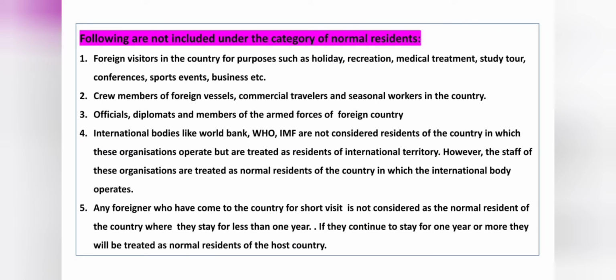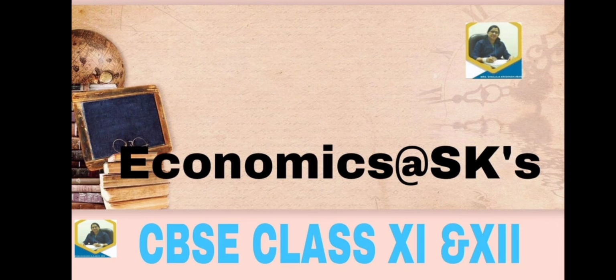More explanation of these terms, normal resident and economic territory, will be done in detail in a simpler way in the coming modules. Whatever points I have explained will be given as notes. In this module, I have just explained the concept. While measuring national income by income method, you are coming across certain important terms like factor income, normal resident, economic territory, and it will be explained in detail in the coming module.